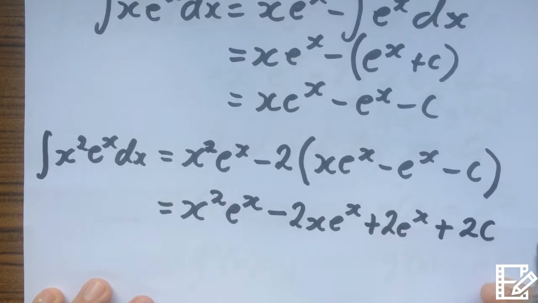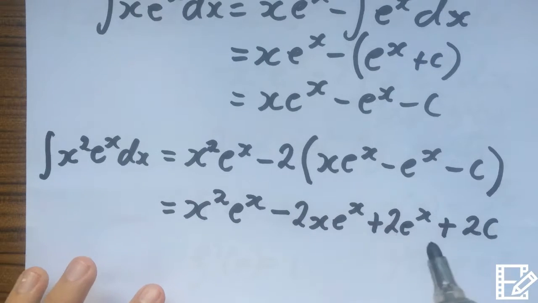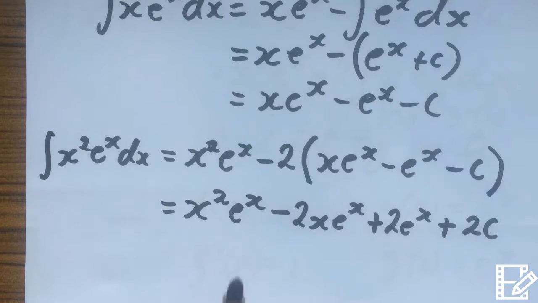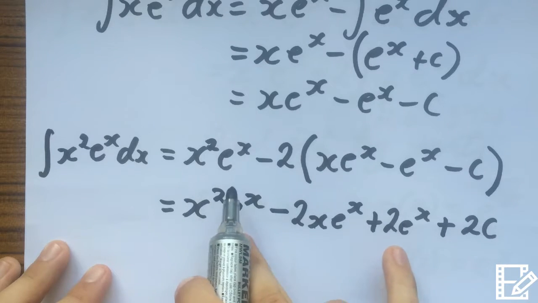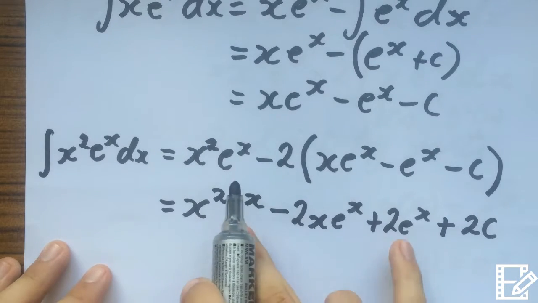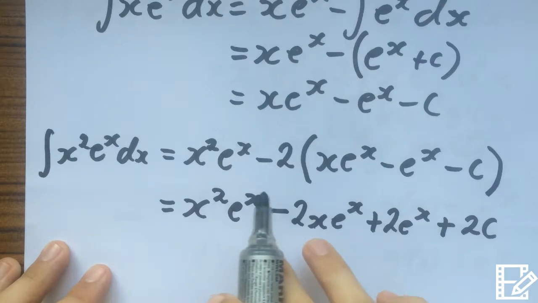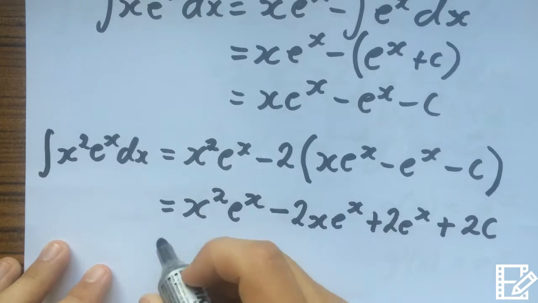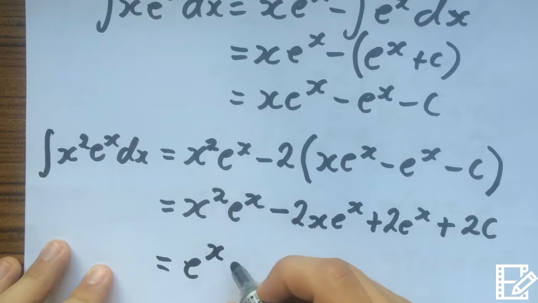Okay. Now, you probably see something similar with these. That's because we have an e to the x on these as well, multiplied to the 2 or an x. So what I'm going to do is factor out the e to the x, and it's going to look something like this.